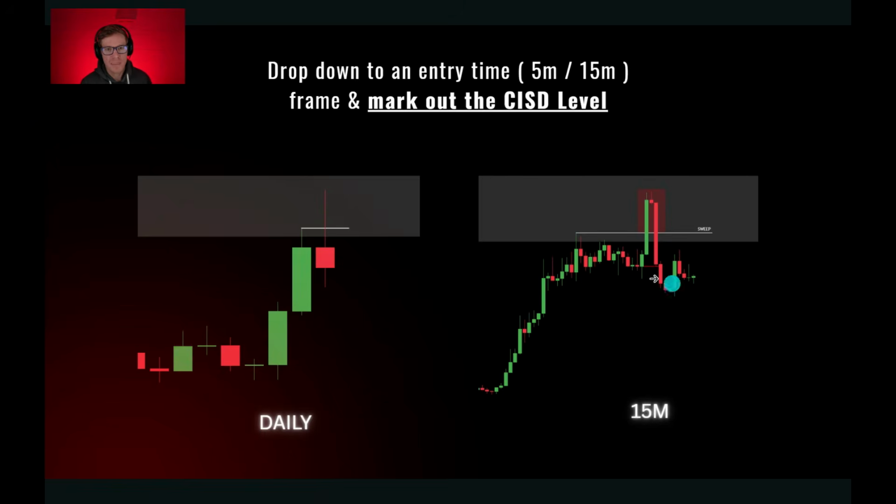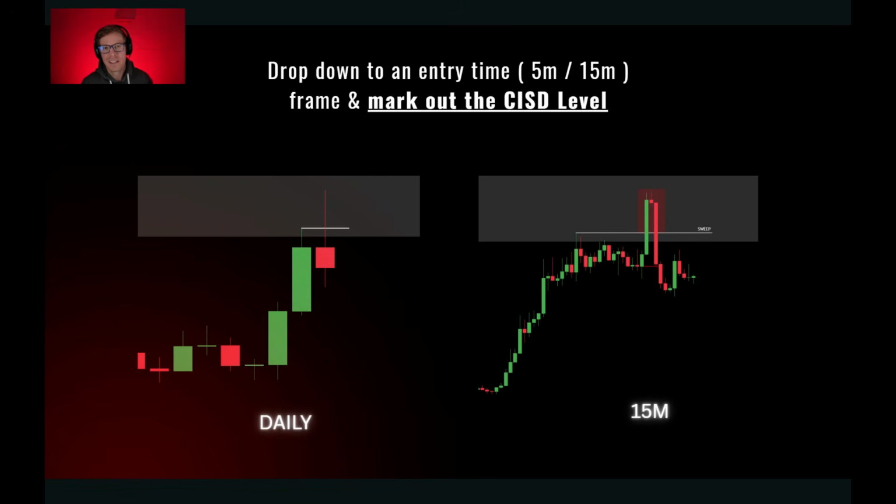Once you see that happening, you want to drop down to an entry time frame, either a 5-minute or a 15-minute time frame, and you want to mark out the CISD level. So you'll see over here, higher time frame daily, price is coming up into our fair value gap. It's causing a failure to displace pattern, which is our entry signal. Then we jump onto the lower time frame, and this is exactly what it should look like.